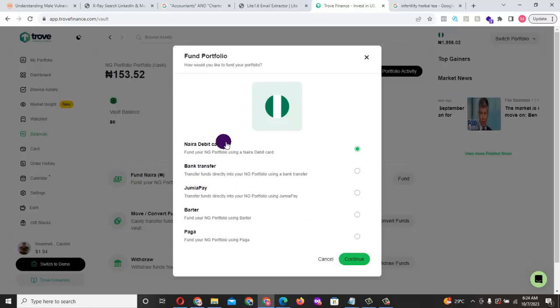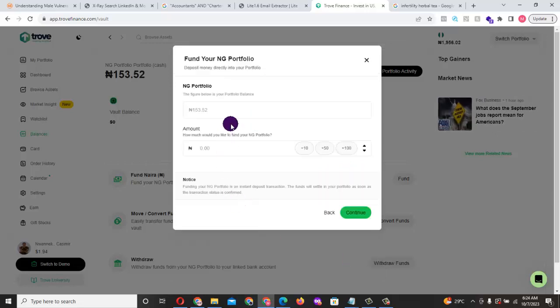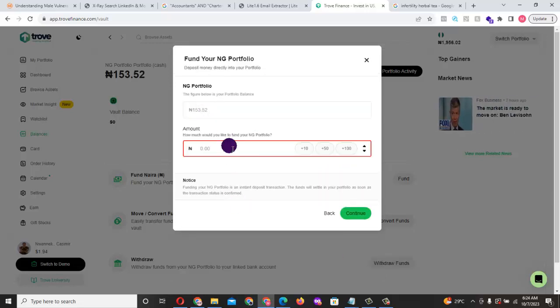For me, I want to do a fund transfer from my mobile phone. So I'll click on this and then enter how much I want to fund this account with. For the sake of this training, let me say 20,000. Of course, they will add charges to it. By the time they add charges, you'll see what is going to be left. So I'll say continue.